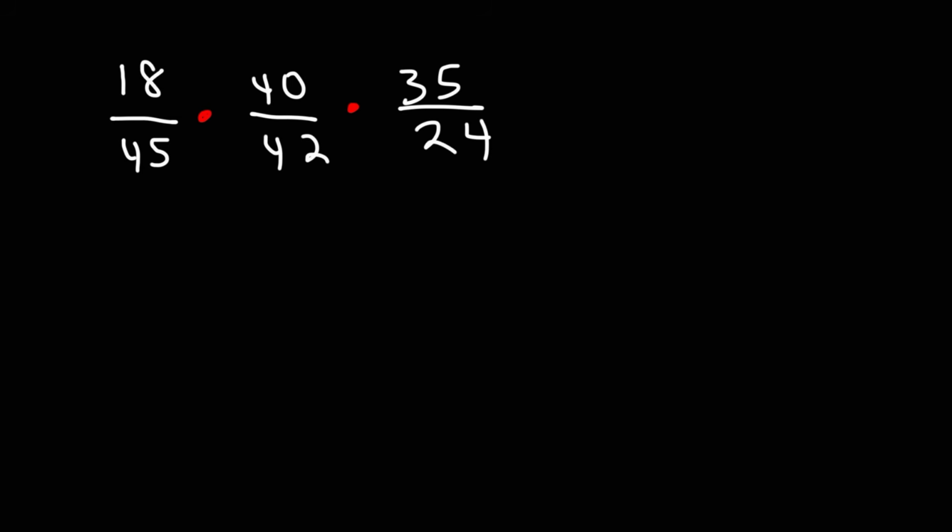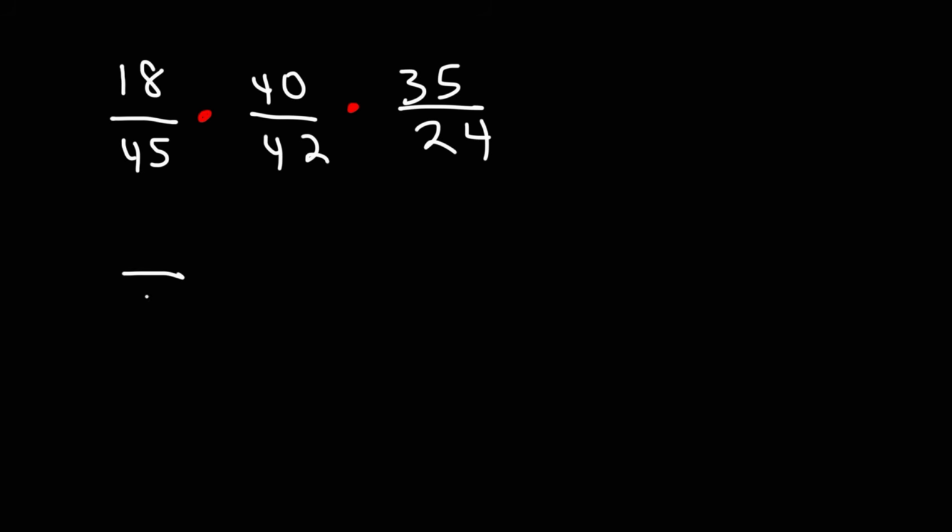So let's say we have 18 over 45 times 40 over 42 times 35 over 24. Go ahead and multiply those three fractions. So once again, I recommend breaking down each fraction into smaller numbers and cancel as much as you can before multiplying anything.